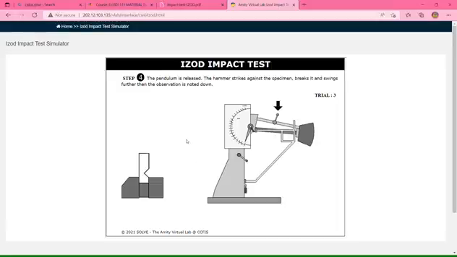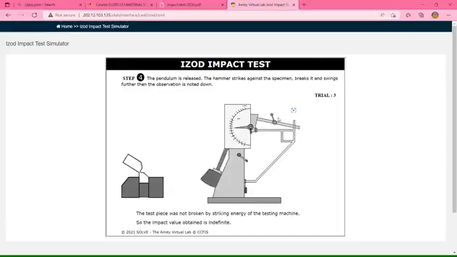As usual, the pendulum is released, the hammer strikes against the specimen, and the observation is noted down. For trial 3, the test piece was not broken by the striking energy of the testing machine. So the impact value obtained is indefinite.